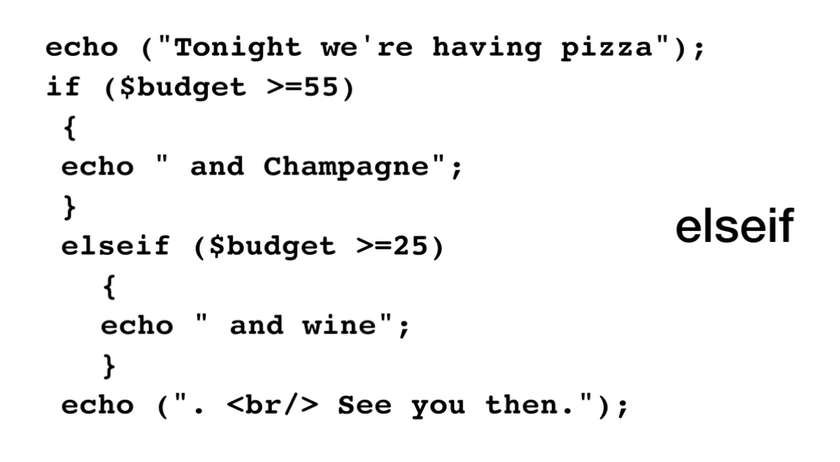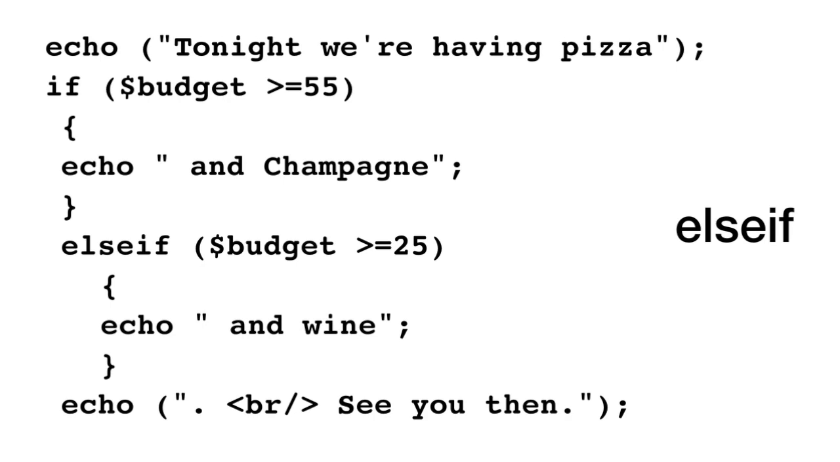Here we are using an else if to add an extra condition. We're saying echo "tonight we're having pizza". Now if budget is greater or equal to 55, so if we have €55 or more, then we're going to echo "and champagne". If that turns out to be false, if budget greater than 55 is not true, then we're going to go to the next part of the if statement. But this isn't an else on its own, it's an else if. So there's an additional test here that has to be passed.